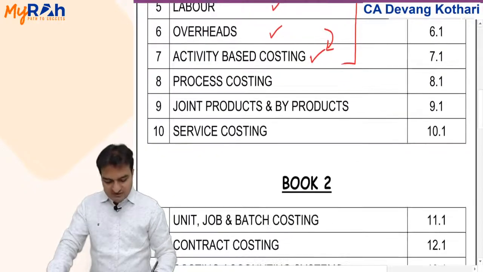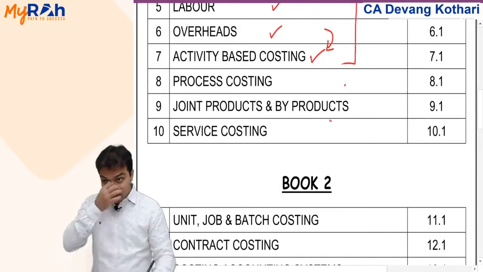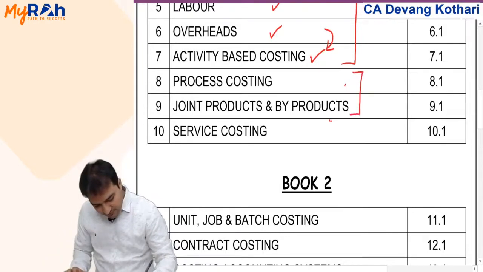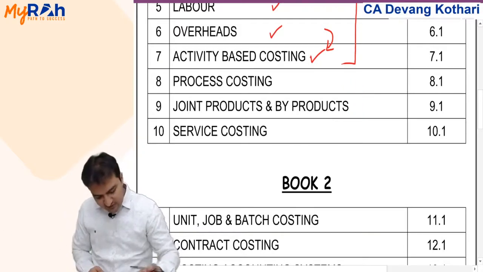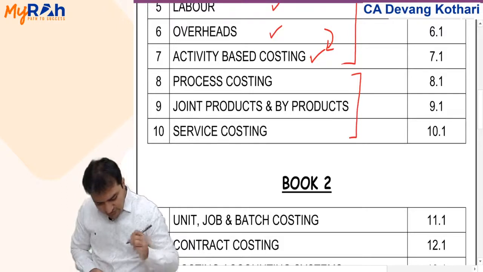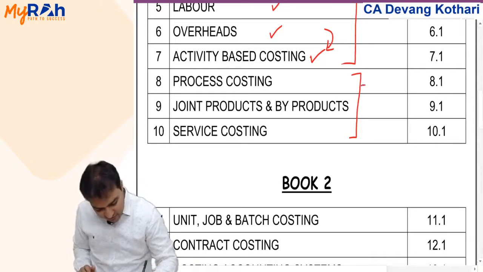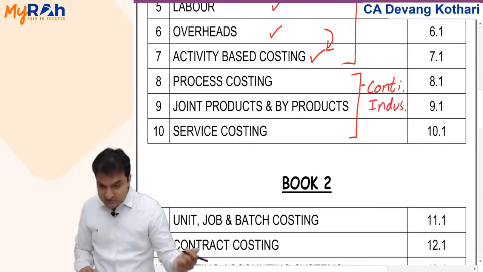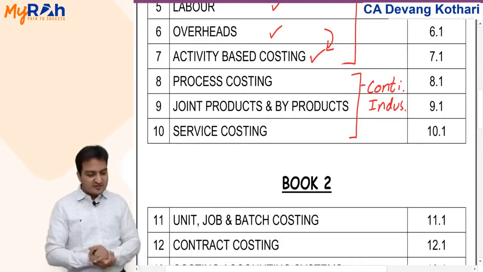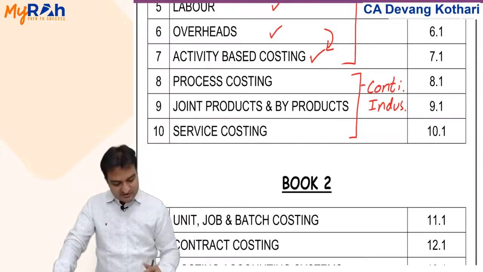Further, process costing and joint products. These two chapters are also a bunch of chapters together. In fact, let us make a bunch of these three chapters together: process costing, joint products and byproducts, and service costing. These three are the chapters that we learn under continuous industry. We just saw what was order based and continuous industry. These are the three we learn under continuous industry. What is there in these three chapters? We'll see when we start those chapters.